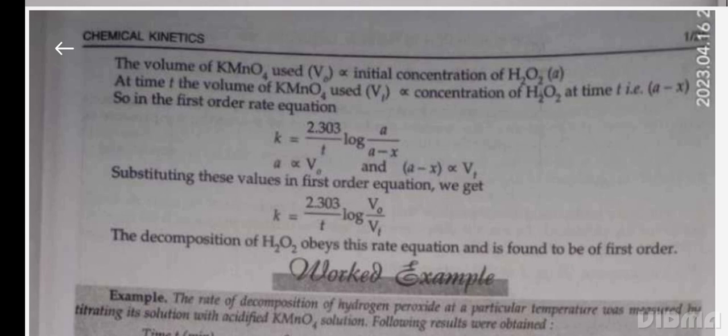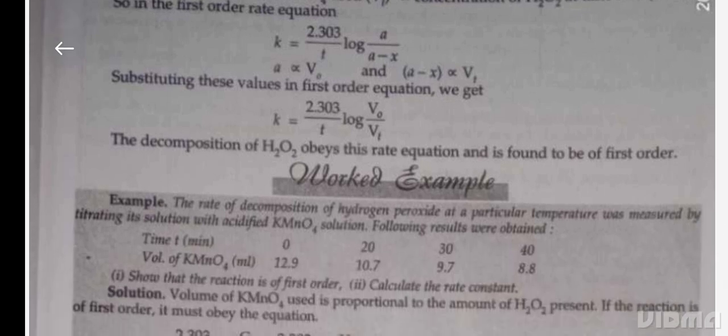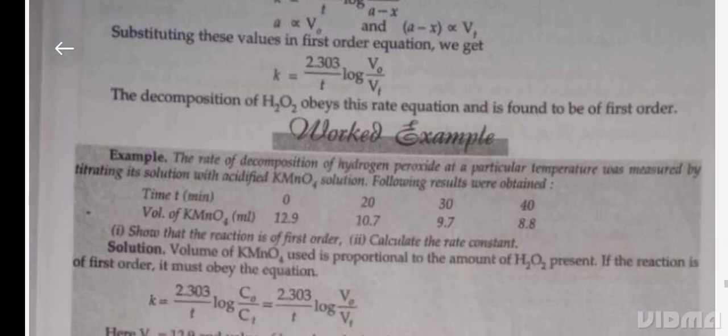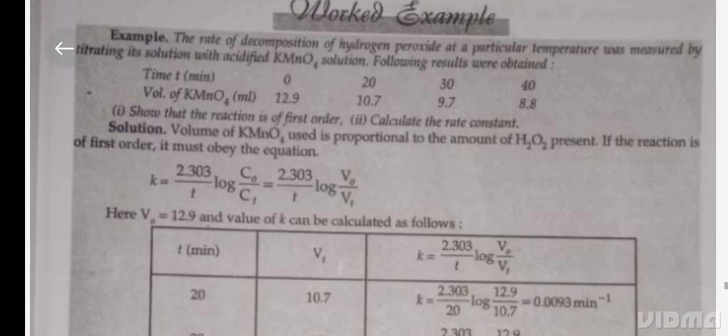At time t, the volume of KMnO4 used is directly proportional to the concentration of H2O2 at time t. So in the first order reaction, k is equal to 2.303 upon t log of a upon a minus x. Substituting these values in the first order equation, we get k is equal to 2.303 upon t log of V naught upon Vt.